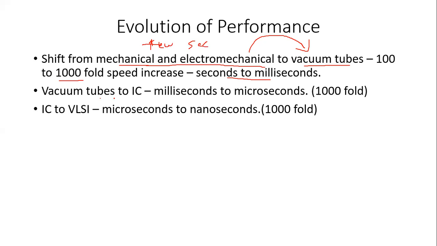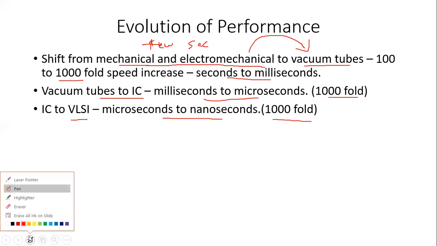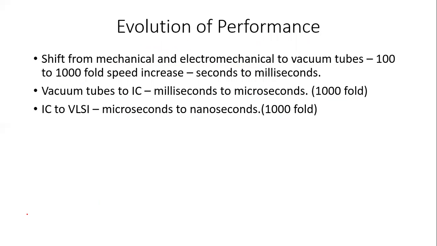And with the advent of IC technology, the speed further increased from milliseconds to microseconds. Again, there is a 1,000-fold improvement. And with the advent of VLSI, the speed further increased from microseconds to nanoseconds. Again, there is a 1,000-fold increment. So this is how computers keep evolving over a period of time. That's it about the history of the various generations of computers and how computers evolved in the past 60 to 70 years. So thank you.